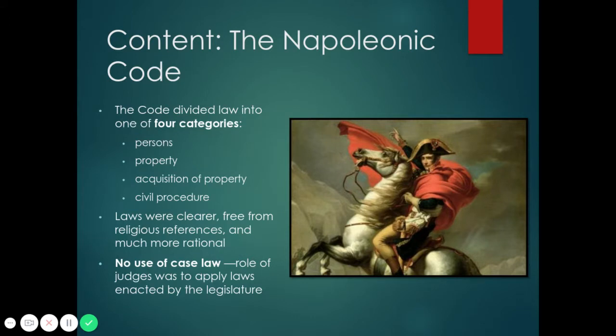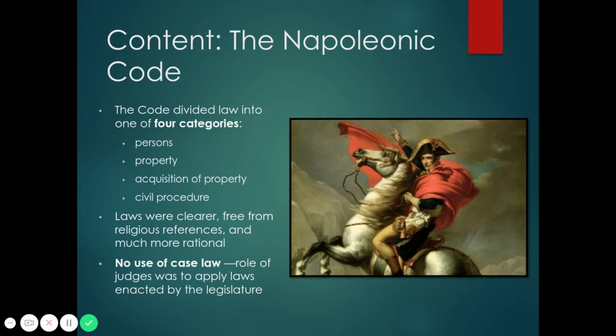Now, the Napoleonic Code is divided into four categories, and these four categories really give it away as being civil law as opposed to public law that involves things like constitutional law and criminal law and that kind of stuff. The Napoleonic Code really focuses on disputes between people, so things like family law. It looks at property and the acquisition of property, and civil procedure. If you're going to sue somebody, what is the process for doing that? Gone are all sorts of references to religion.